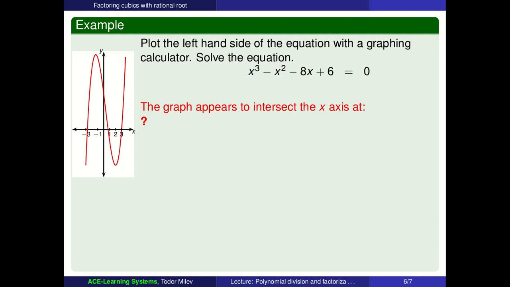Now, can we eyeball those 3 points? Well, in fact, that's a trick question. Sure, I see the number 3. I see that the graph of the function intersects the x-axis at the number 3. I can see that one. But the other two, I really can't figure them out from the picture.